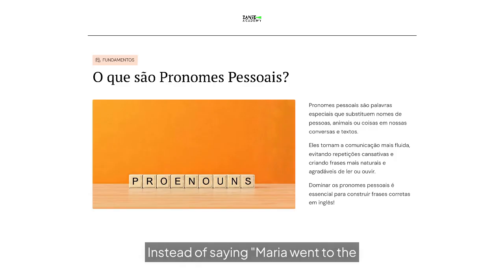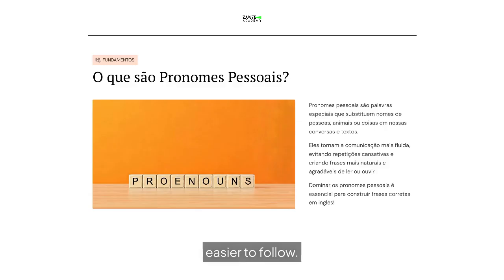Instead of saying, "Maria went to the store and Maria bought some apples," we can simply say, "Maria went to the store and she bought some apples." Notice how using "she" makes the sentence smoother and easier to follow. This is one of the great benefits of personal pronouns. They help our communication flow naturally, making it more pleasant for both the speaker and the listener.